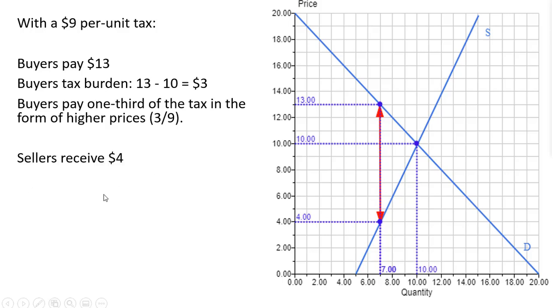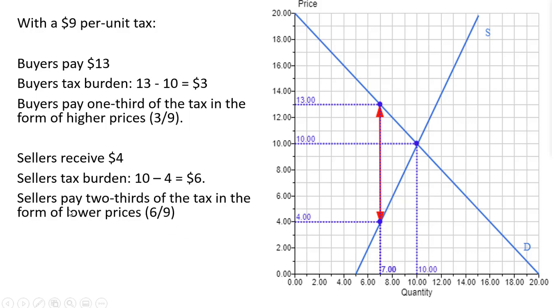Sellers are receiving only $4 in this market when there's a $9 tax, price read off the supply curve down here. The seller's tax burden is the difference between the equilibrium price, the price without the tax, and the price that sellers are clearing net of taxes, $4. So the seller's tax burden now is $6. And sellers pay 2/3 of the tax in the form of lower prices, 6 divided by 9.